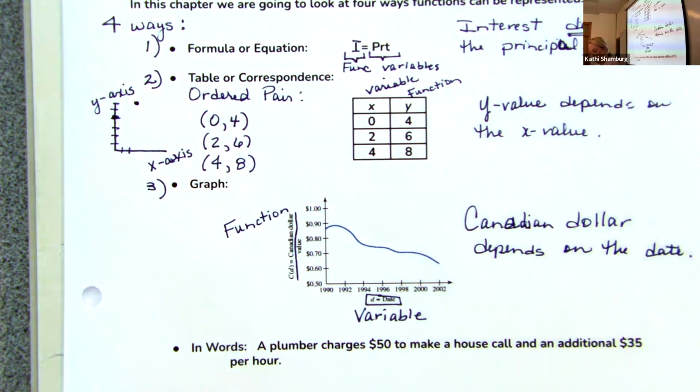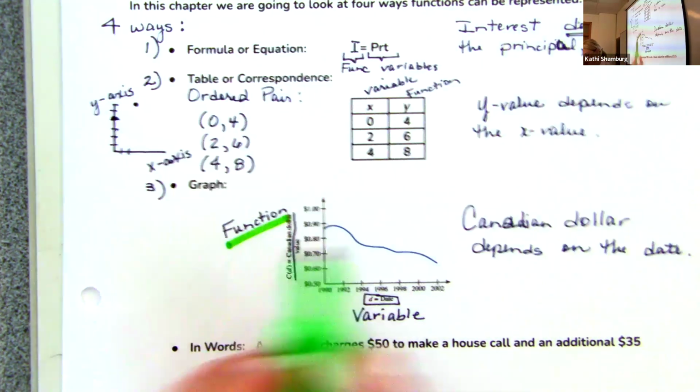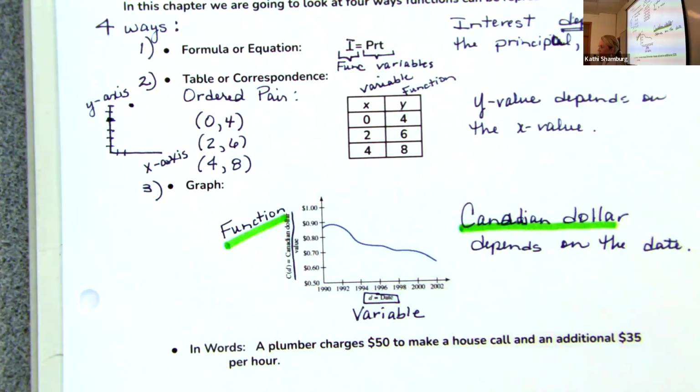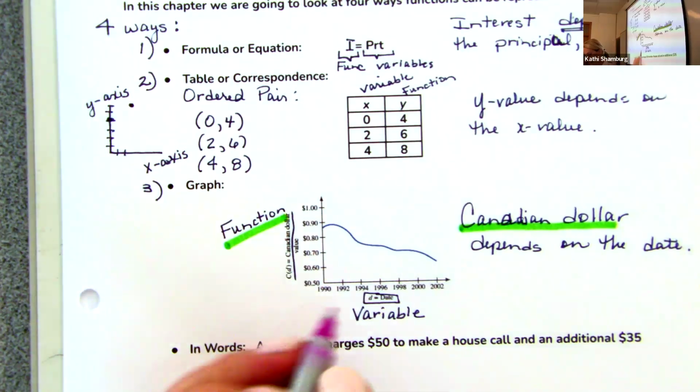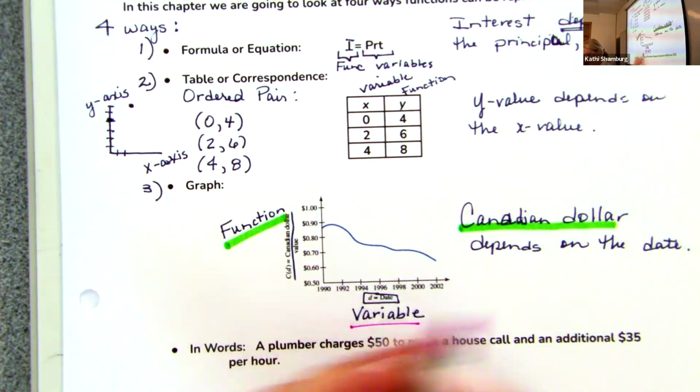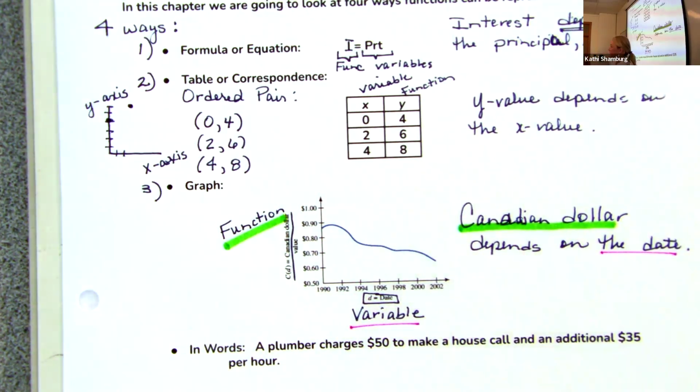So my function is the Canadian dollar. My variable is the date. Function depends on variable. Always, always, always. Okay. All right.